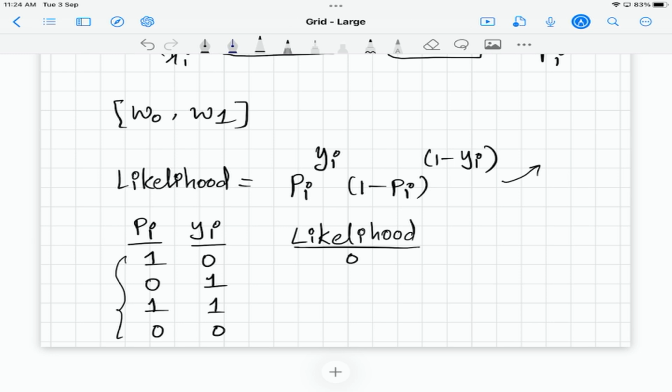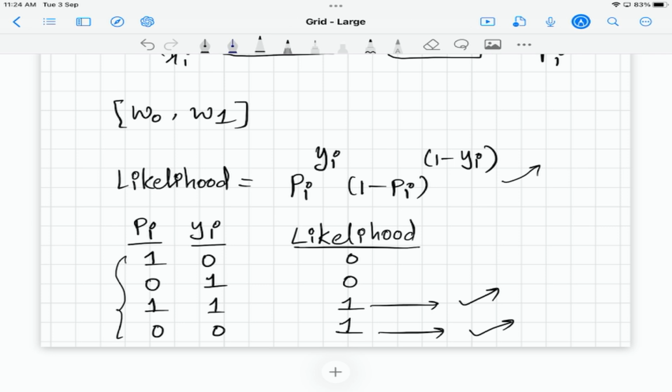0. Second case, please be louder. 0. Okay. Because if you just substitute 0 power 1, it is what? 1 power 0, 0 into 0 anyway. So for the 1 case, likelihood will be 1. And in this case, likelihood is 1. So likelihood is maximum when both are similar, and when both are dissimilar, your likelihood is 0.